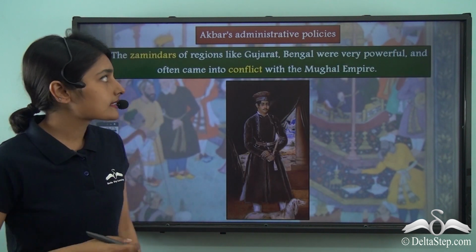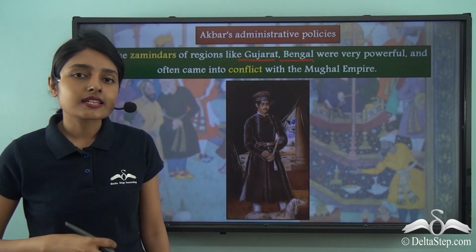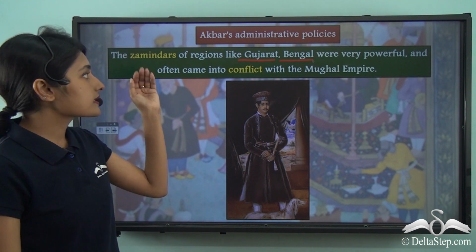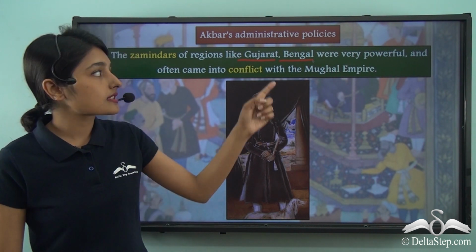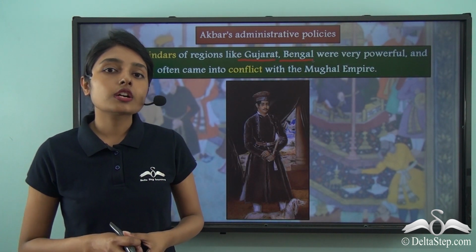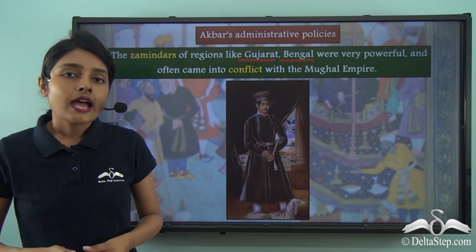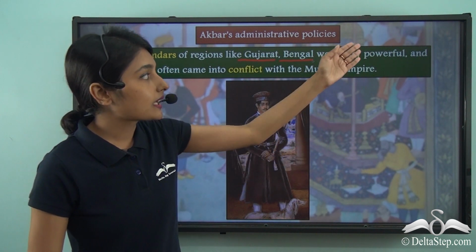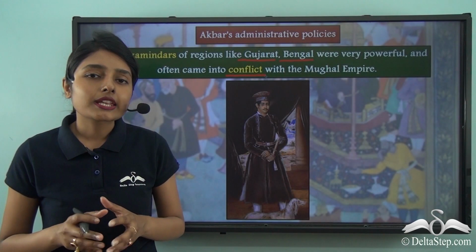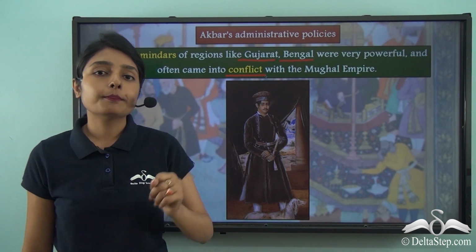In regions like Gujarat, Bengal, this extensive survey could not be carried out. Why is it so? Because the zamindars of these regions like Gujarat and Bengal were very powerful. More often than not, they did not accept the Mughal emperor's suzerainty. And so, invariably, they came in conflict with the Mughal Empire. So they kept on being embroiled in a series of conflicts with the Mughal Empire.